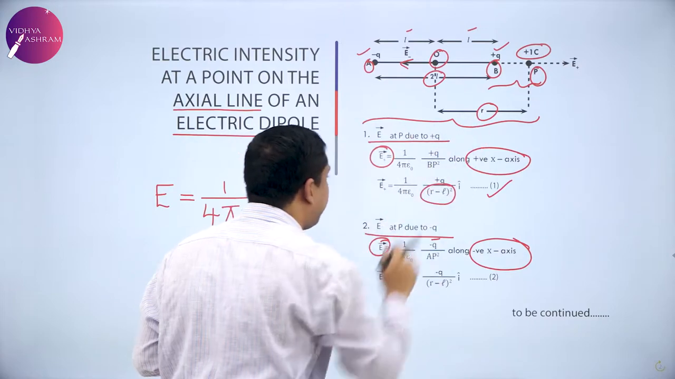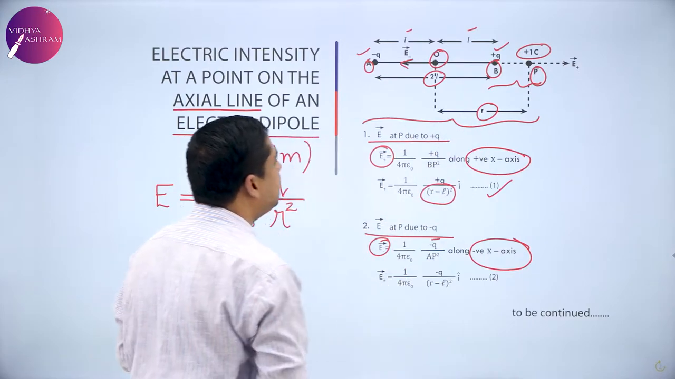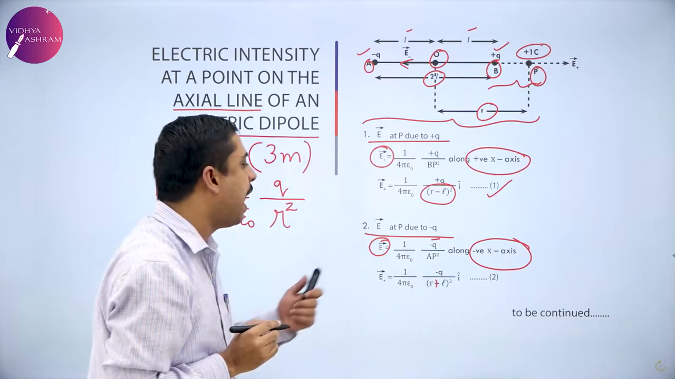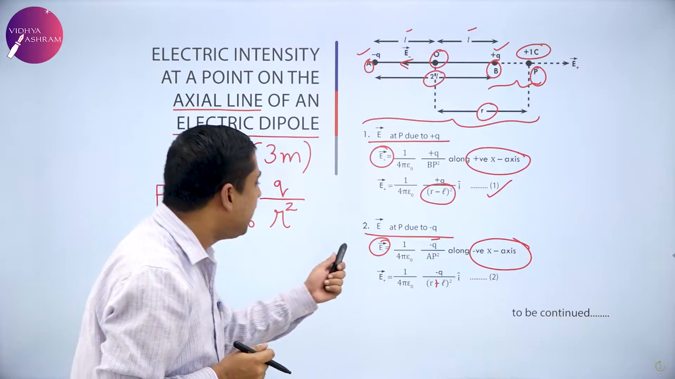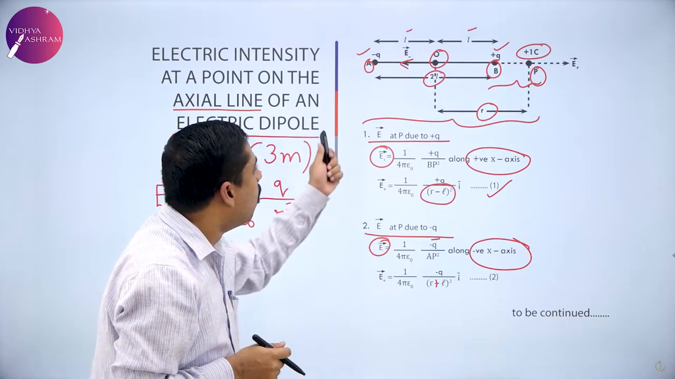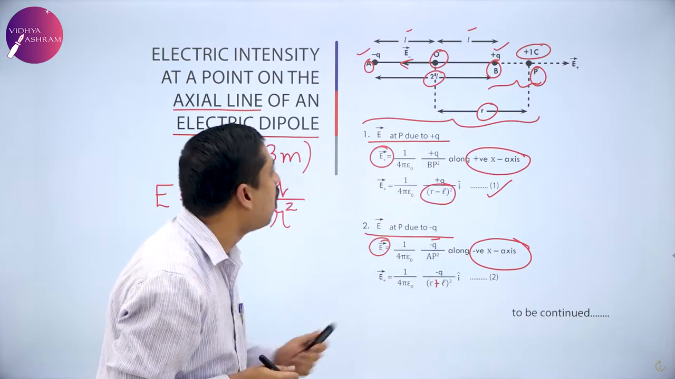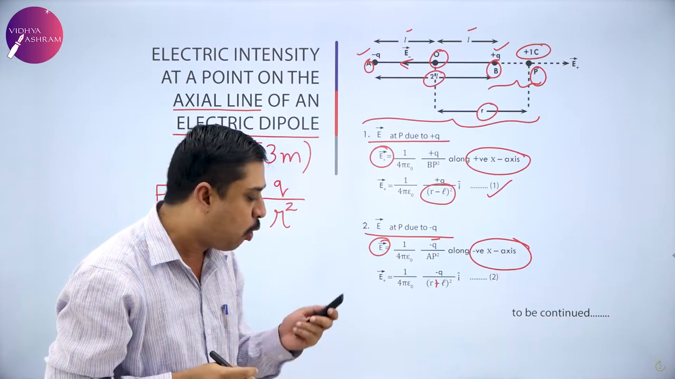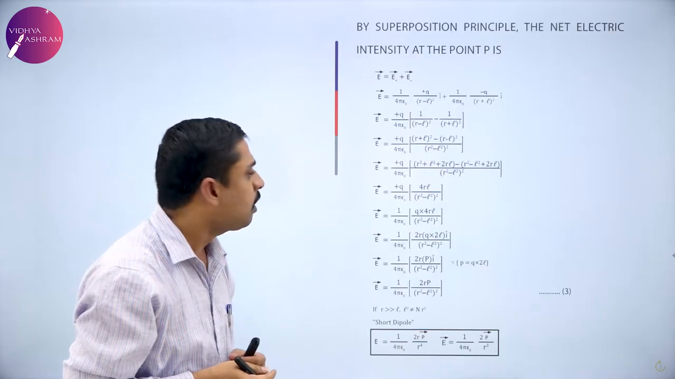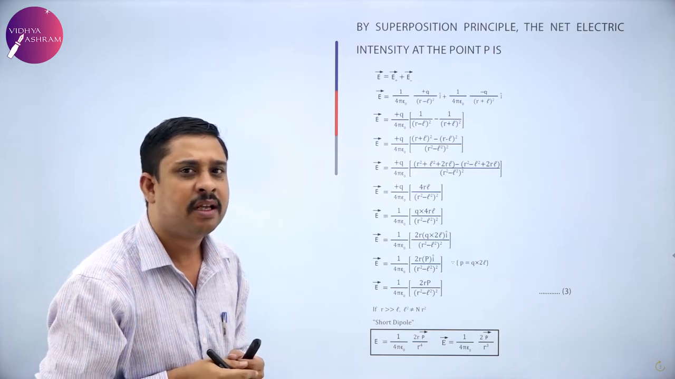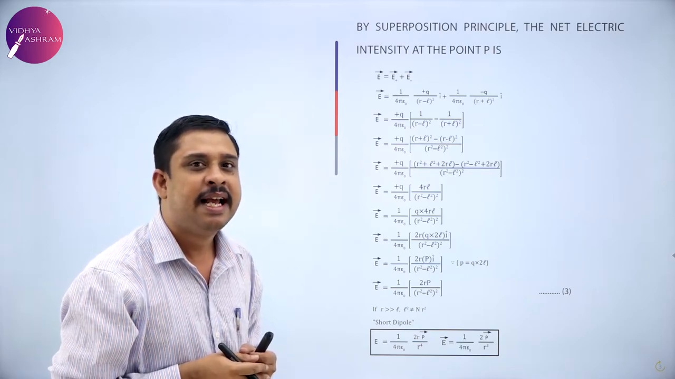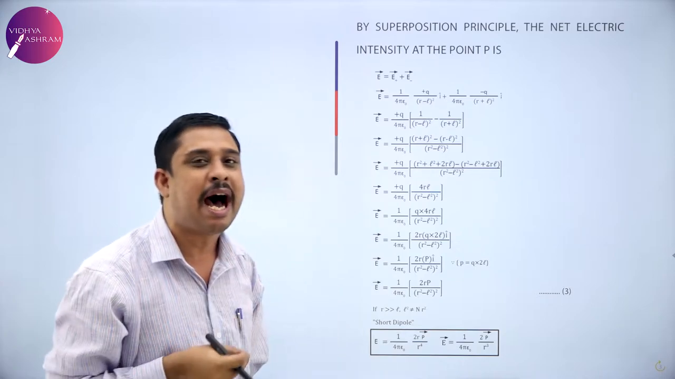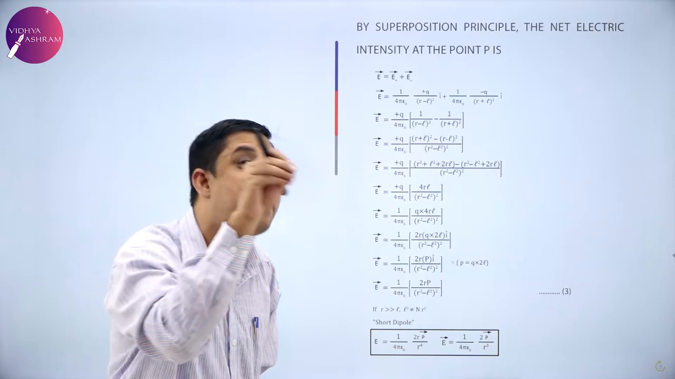And what is this AP equal to? It is nothing but R plus L whole square into I cap. So E minus is equal to 1 by 4 pi epsilon naught minus Q divided by R plus L whole square into I cap. Therefore, now if you observe, I calculated intensity at P first due to plus Q charge and then due to minus Q.